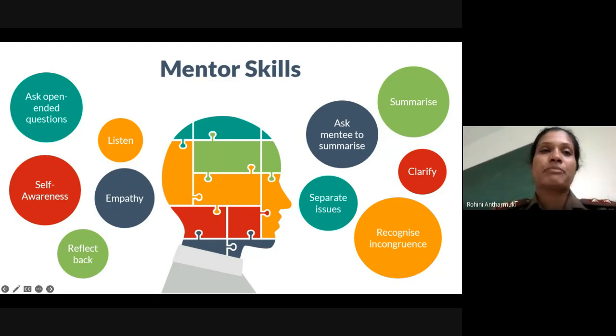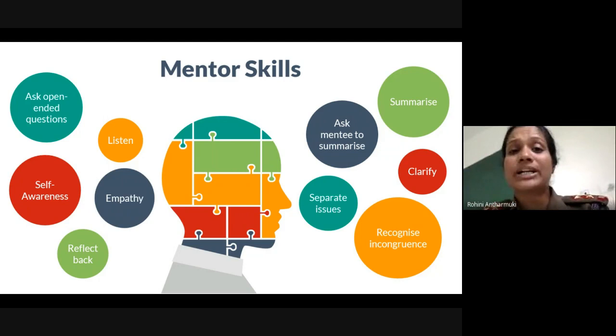That means a mentee would have told you so many things, but finally you need to come down to a question or a problem they are trying to face. So ask them to summarize. Or if you have given a full kind of advice, after you have advised them, to check if they have understood it correctly, you're supposed to ask them to summarize it.